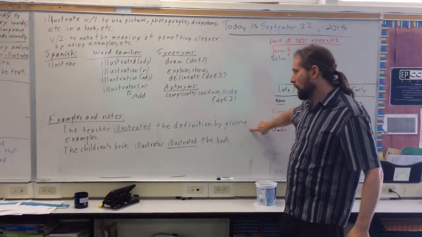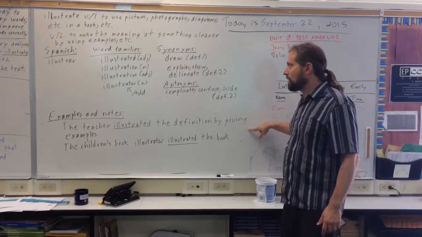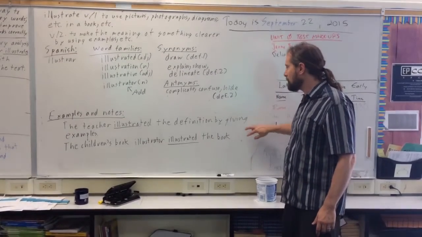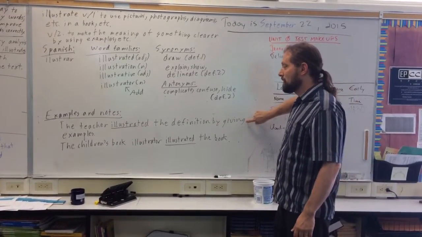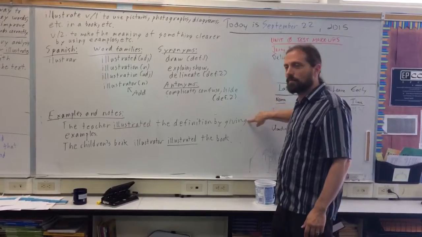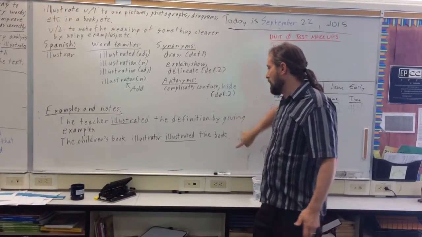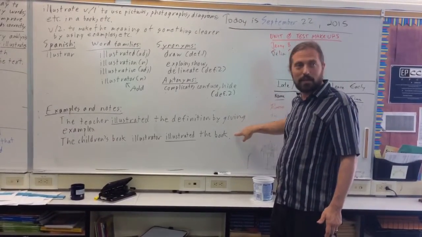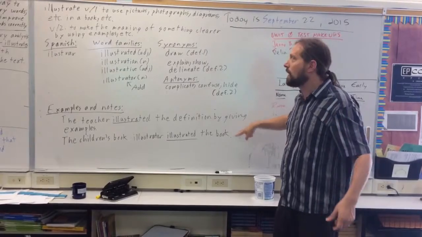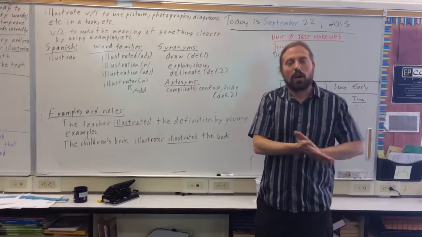And examples, so I have one example with each definition. So one is, the teacher illustrated the definition by giving examples. Sorry, I didn't write them in order of the definitions up here, but this is actually definition 2. The teacher showed the definition, made it clearer by giving examples. And then this one, the children's book illustrator illustrated the book. That's a person who draws pictures for books, drew some pictures for a book. That's definition 1.